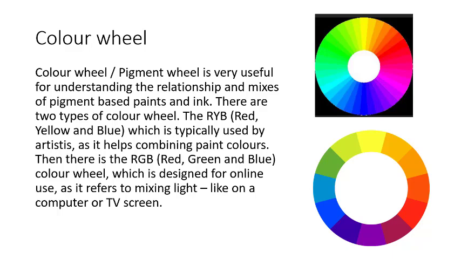Now before we move on, we need to look at what we call the color wheel. It is called color wheel or pigment wheel. It is very useful for understanding the relationship and mixes of pigment-based paints and ink. There are 2 types of color wheel. The RYB, that is red, yellow, and blue, which is typically used by artists as it helps in combining paint colors. Then there is the RGB, red, green, and blue color wheel, which is designed for online use, as it refers to mixing light, like on a computer or TV screen.